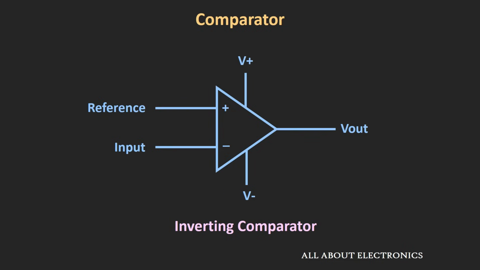Similarly, when we apply this input to the inverting terminal, the comparator is known as the inverting comparator, because in this case, whenever your input goes beyond this reference value, the output of the comparator will be low. So let us take one example, and using this example, let us understand the inverting and the non-inverting comparators.